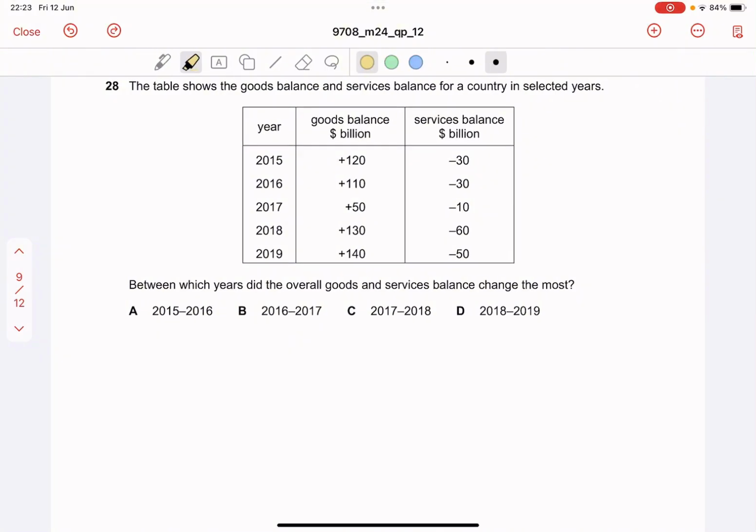The table shows the goods balance and the services balance for a country in selected years. Between which years did the overall goods and services balance change the most? So first of all, let's just look for the balance of each year. To find that, you just add the two balances together. So for 2015, 120 minus 30, it is plus 90. For 2016, 110 minus 30, it is plus 80. And 2017, plus 50 minus 10, plus 40.